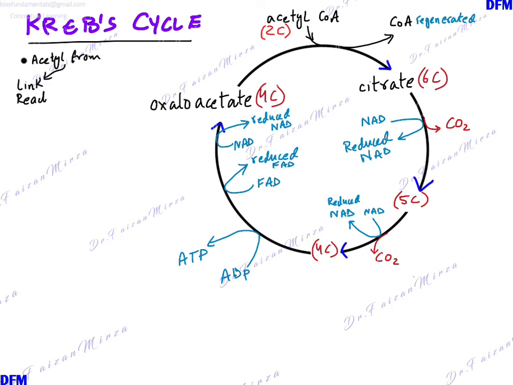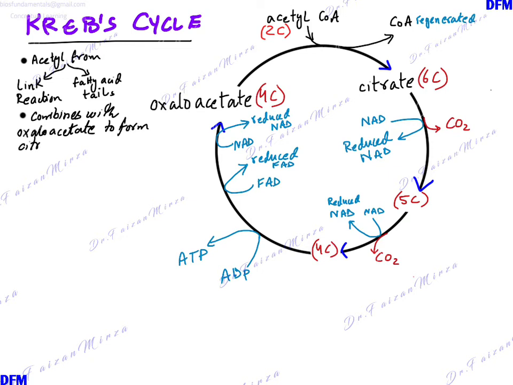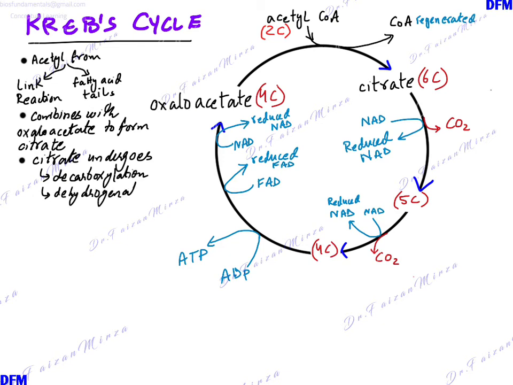Overall, the acetyl that enters the Krebs cycle can also come from fatty acid tails. So the Krebs cycle can begin either from acetyl coming from the link reaction, through the pathway where glycolysis was involved and pyruvate was turned into acetyl, or from fatty acid tails. We know they are hydrocarbon tails, and hydrocarbon tails can be cut into 2-carbon units to produce acetyl. Acetyl is combined with oxaloacetate to form citrate, and it undergoes decarboxylation and dehydrogenation, as already discussed.